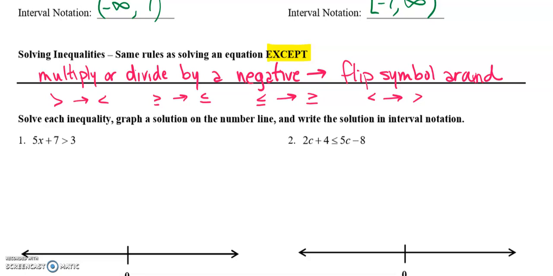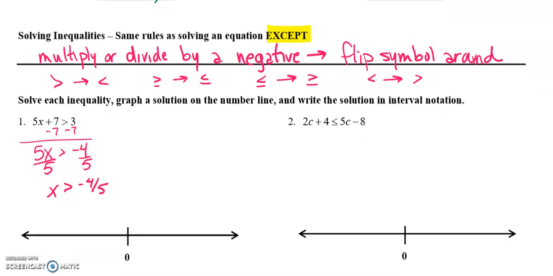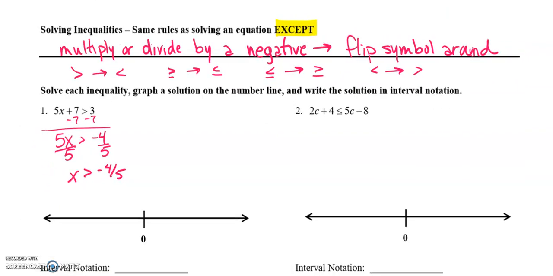So let's look at number 1. Again, we're going to solve these just like we solve equations. So I need to get rid of the 7, I need to get rid of the 5. I'm going to do my reverse order of operations, and I'm going to subtract 7 from both sides. That gives me 5x greater than negative 4. I'm still greater than. I did not multiply or divide by a negative. I subtracted 7. That doesn't count. Then I'm going to divide by a positive 5. So I'm left with x is greater than negative 4/5.